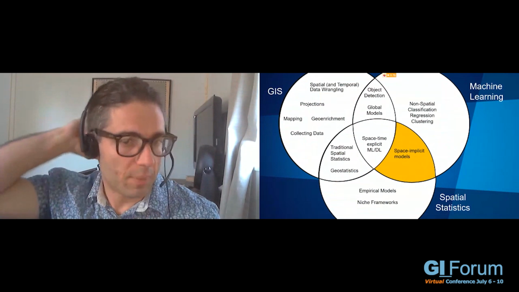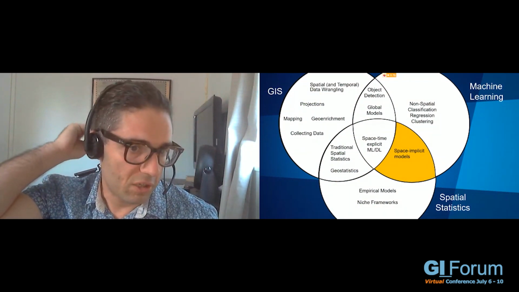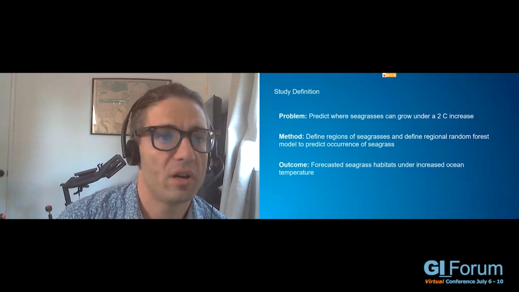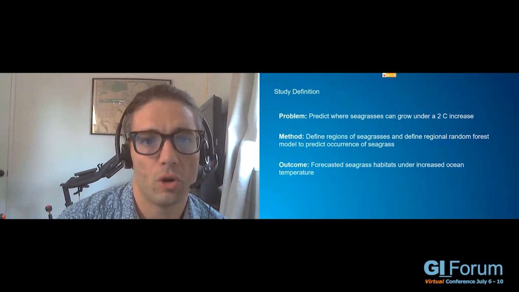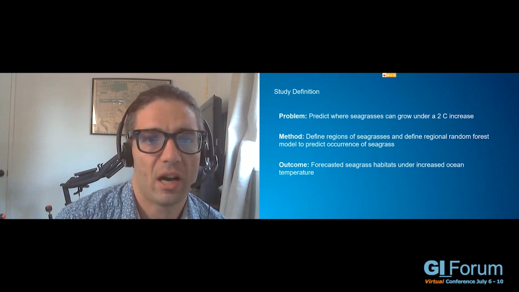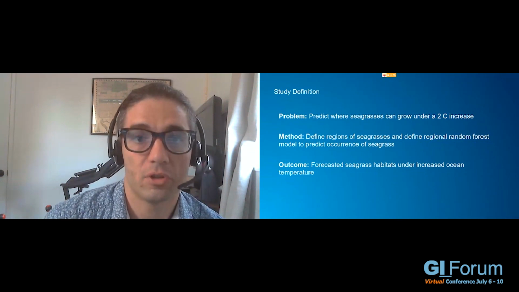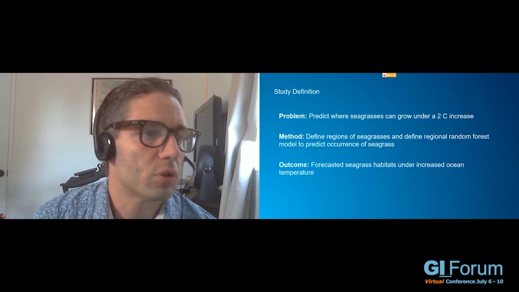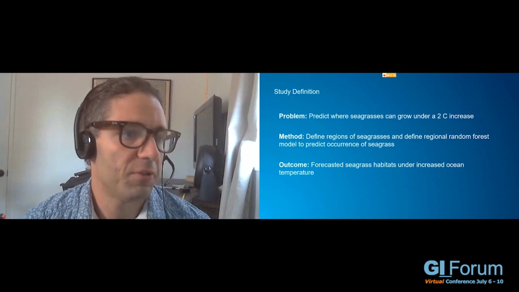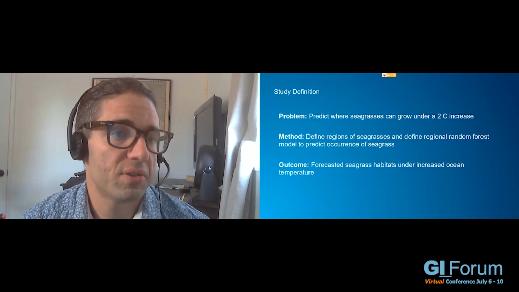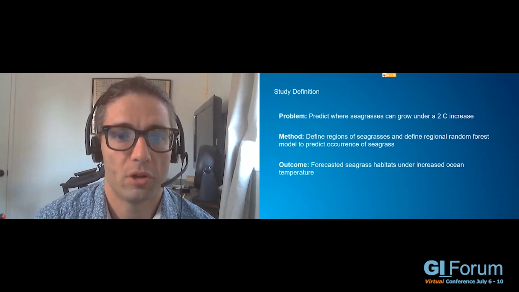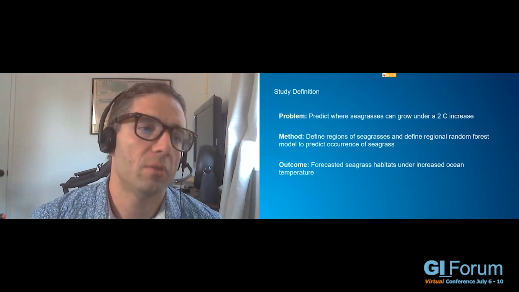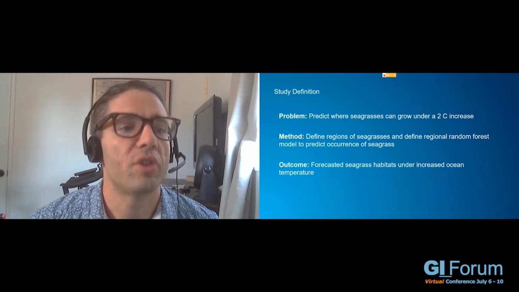The other example I'll talk about is a space implicit model. So here, the problem is predicting where a species called seagrass can grow under climate change. Basically, how will the habitat of a marine fauna change when there's a 2 Celsius increase globally. So the method we use here is we actually define spatially contiguous regions of oceanic conditions, where the ocean conditions are similar in the world's coasts, and then we apply a random forest model region by region to create forecasts.